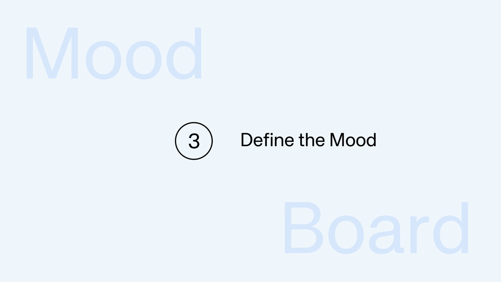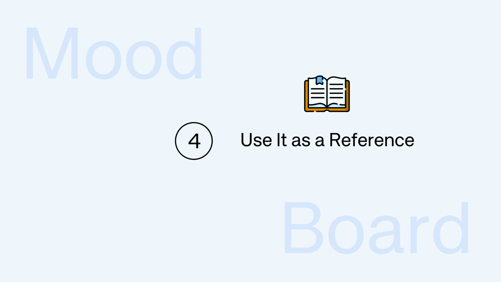Number 3, define the mood. Ensure that your mood board clearly conveys the overall mood and style of the project. It should evoke the right emotions and give a sense of what the final design will look like. This step is about refining your choices and making sure that the mood board aligns with the desired aesthetic of the project. And lastly, use it as a reference.